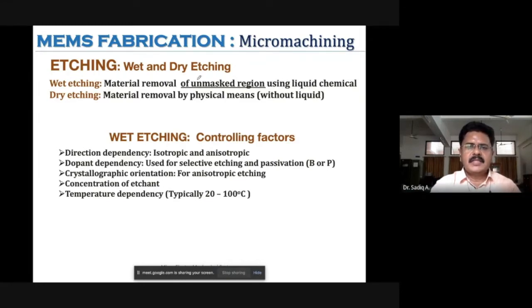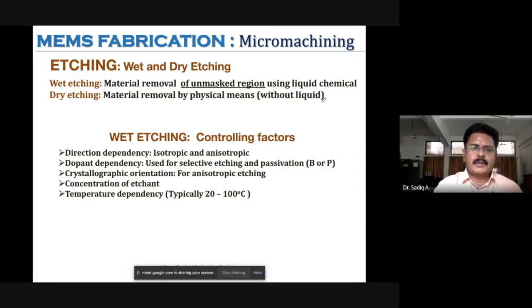We know that certain regions will be masked, and depending on the masking, the material will be exposed to light. Then depending on the mask, certain regions will be removed. So if the removal of the material is happening by using a liquid chemical, then we call it wet etching. And if the removal is by physical means without using a liquid chemical, then we call it dry etching.